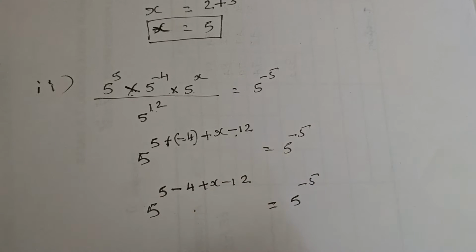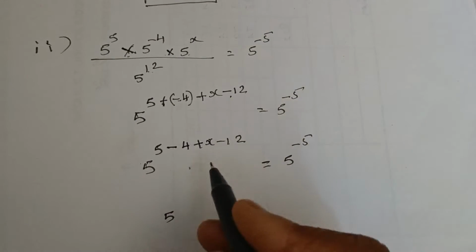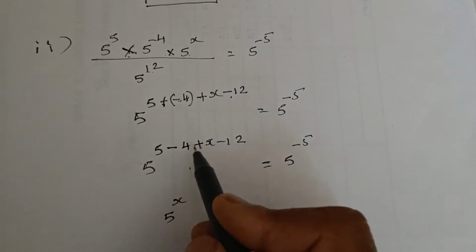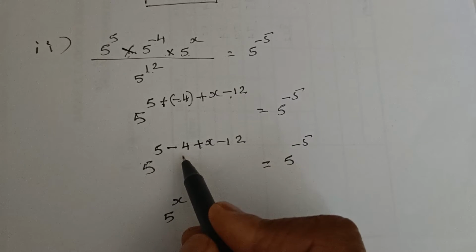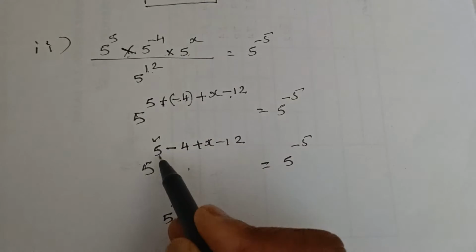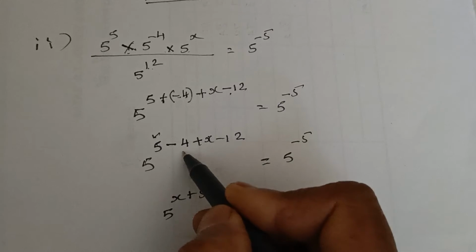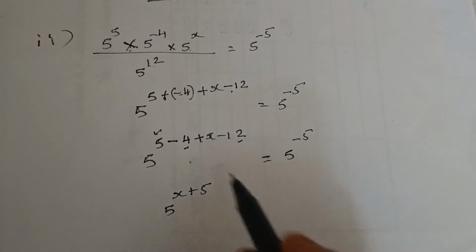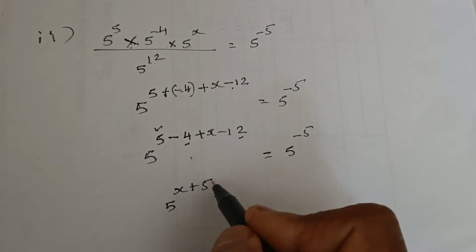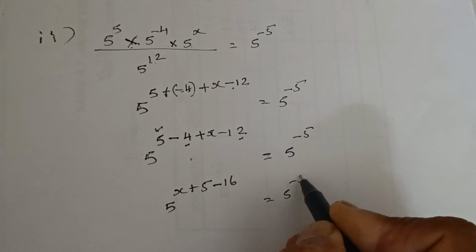Now we'll simplify the power of 5. What do you get? How many x? There is only one x term. So just x. Now look at the constants. What are constants? The numbers. Add all the positive, add all the negative. How many positive numbers? Only one positive, plus 5. And add the negative, minus 4, minus 12. Signs are same. Add and put the common sign. What do you get? Minus 16. Equal to 5 power minus 5.